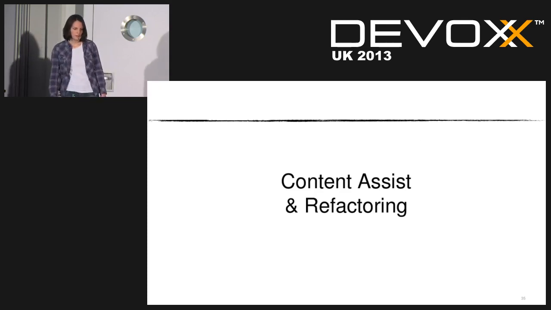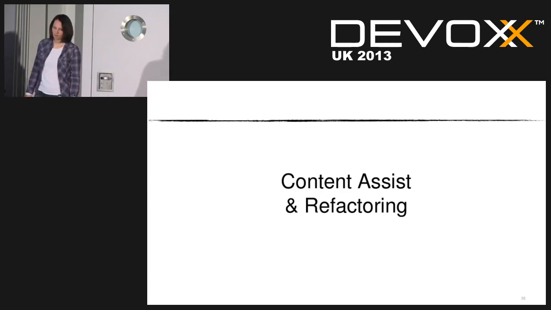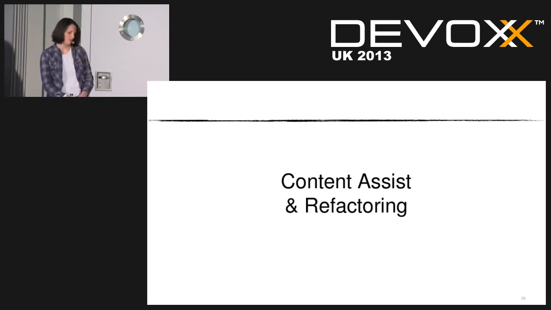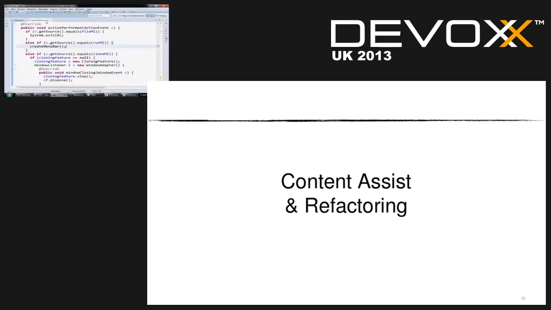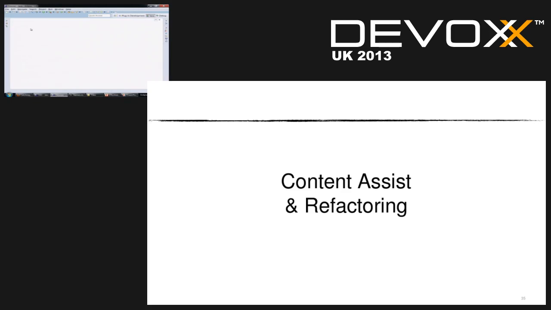Then let's have a look at the content assist and refactoring. I will again switch to Eclipse to show you some of the stuff in there. So let's create a new type, which I will call person.